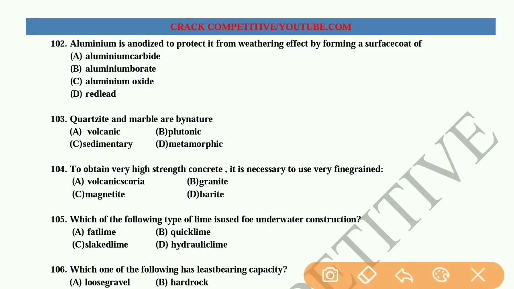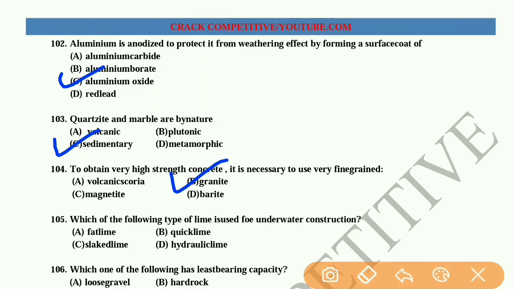So our first question: aluminium is anodized to protect it from weathering effect by forming a surface coat of option C, aluminium oxide. Quartzite and marble are by nature both sedimentary rock. To obtain very high strength concrete, it is necessary to use very fine grained granite.